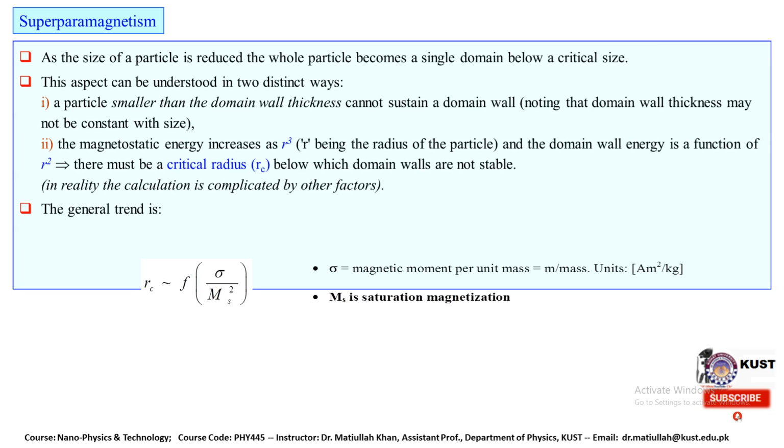That is noting that domain wall thickness may not be constant. And the other is that the magnetostatic energy increases as r cubed, r being the radius of the particle, while the domain wall energy is a function of r squared. So there must be a critical radius below which domain walls are not stable. This is the general trend, and the ratio is RC equals F into sigma divided by m squared, where m is the magnetic moment per unit mass.